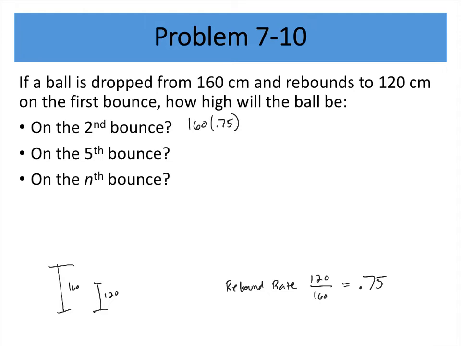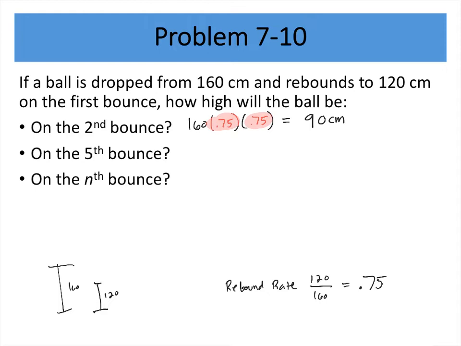So on the second bounce, I would take 160 times 0.75, and this is the first bounce. If I multiply it by 0.75 again, that will be my second bounce. When I put it into my calculator, I'm going to put in 160 times 0.75 times 0.75, and it gets 90 centimeters. Well, if I do it 5 times, the only difference is that this will happen 5 times. The second bounce has 2 of them.